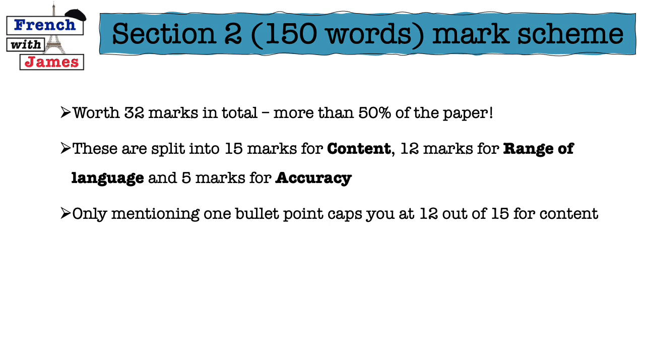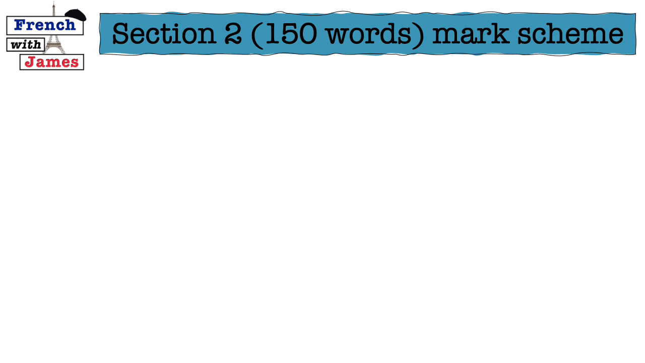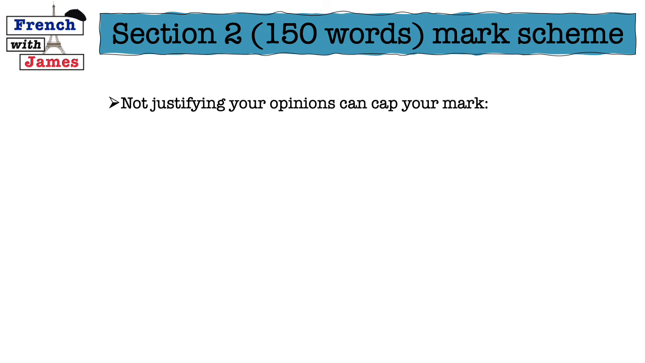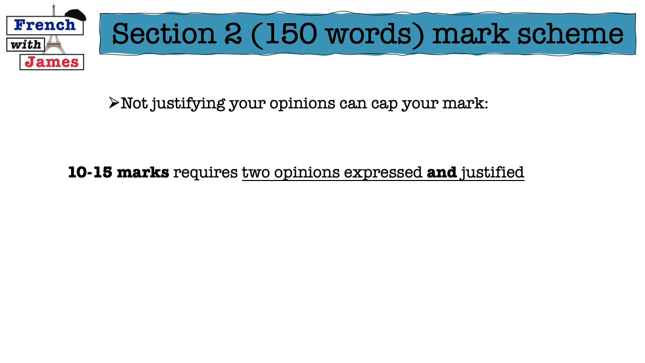Only mentioning one bullet point caps you at 12 out of 15, so again it's essential that you mention both. And once again, anything irrelevant won't win you anything for content, but it could count against you if you make mistakes for your language and accuracy marks. Not justifying your opinions, just like in the last section, can cap your mark. So to get 10 to 15 marks, you need to have 2 opinions expressed and justified.